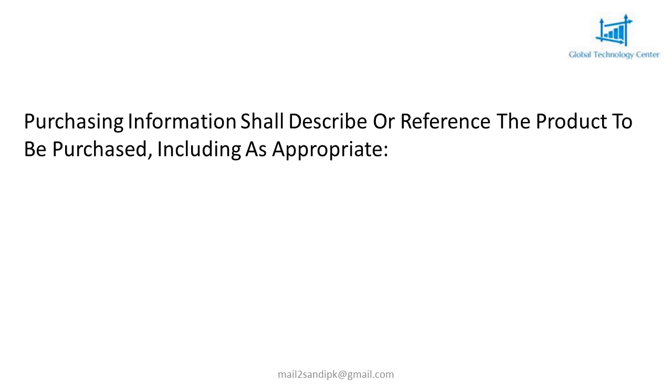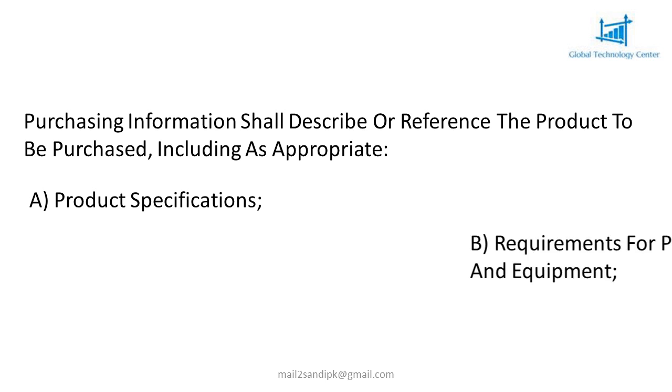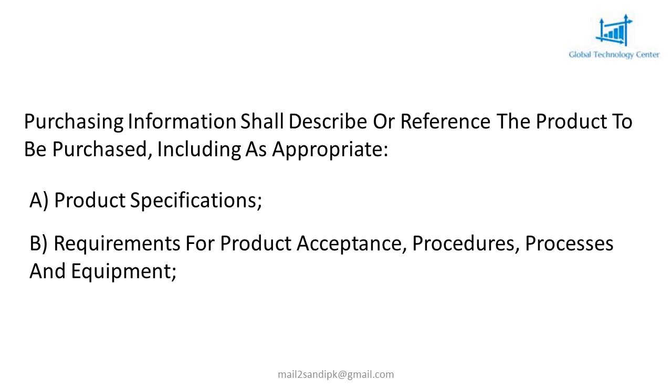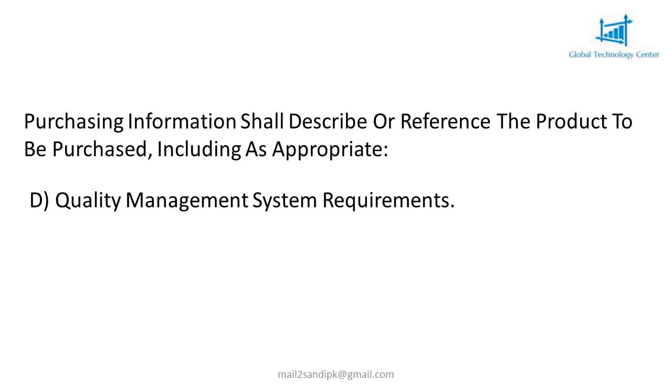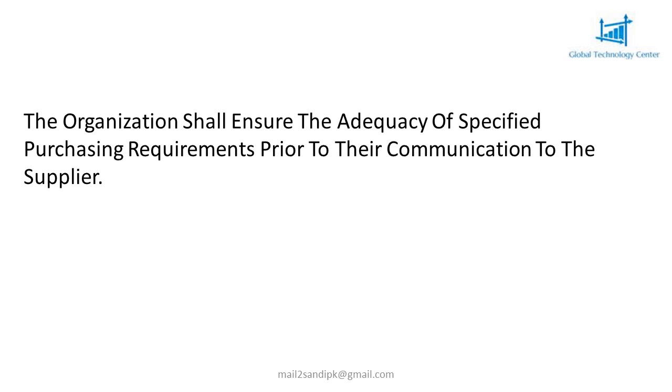Purchasing information shall describe or reference the product to be purchased, including as appropriate: A. Product specifications. B. Requirements for product acceptance, procedures, processes and equipment. C. Requirements for qualification of supplier personnel. D. Quality management system requirements. The organization shall ensure the adequacy of specified purchasing requirements prior to their communication to the supplier.